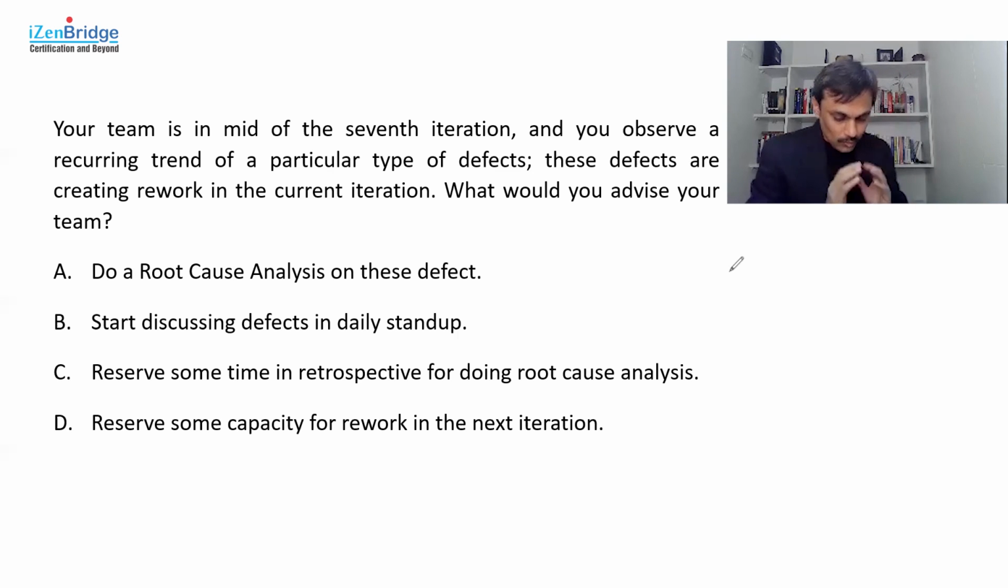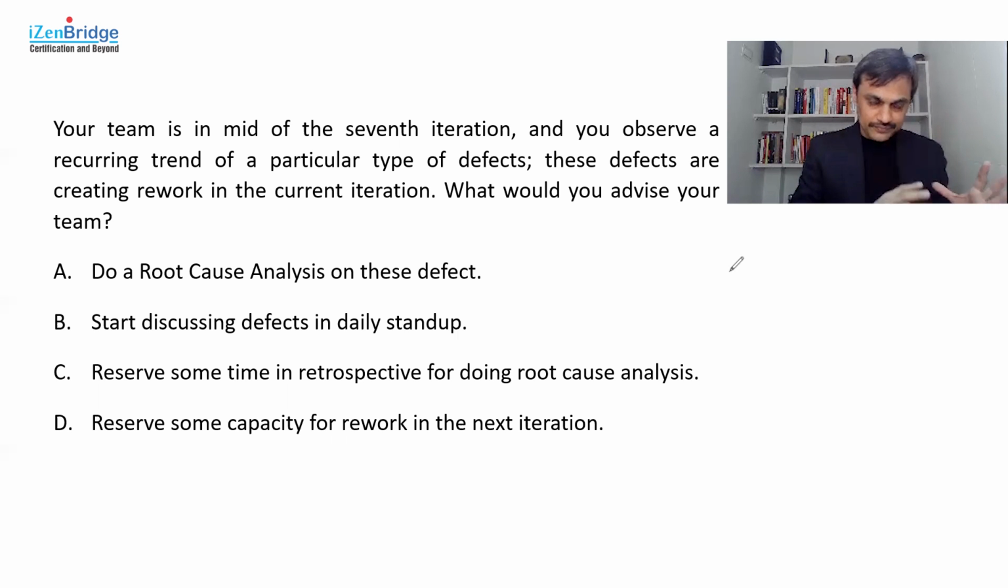Okay, so what I see here is we have defects. We need to do something about it. This is a recurring trend and it is creating rework. So we need to get rid of this trend. Then we have better productivity, a better value of our time, and we produce more. That seems to be the clear thing.